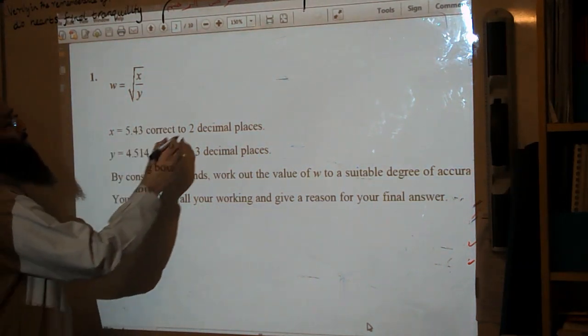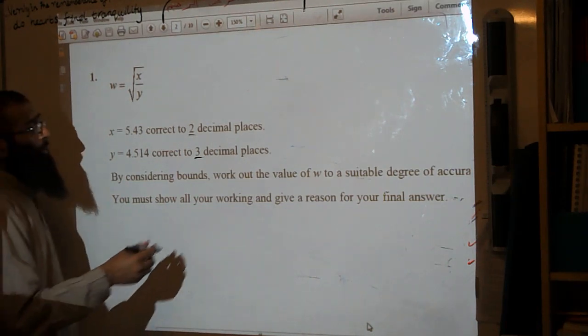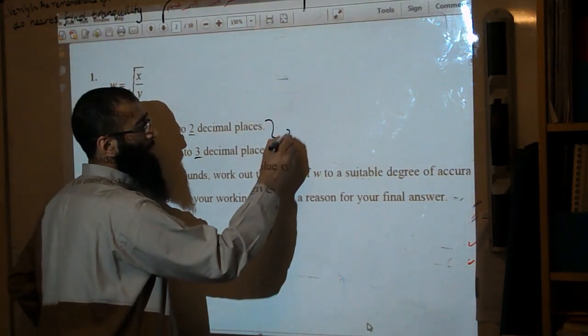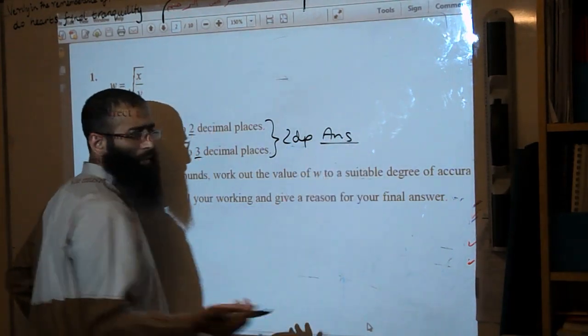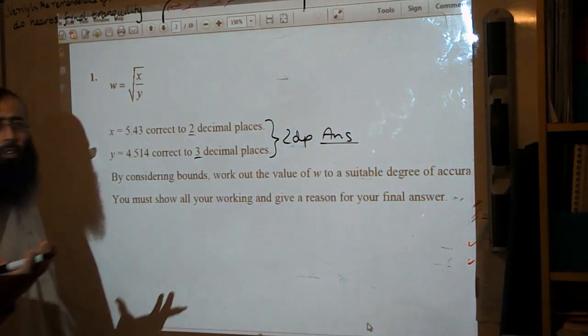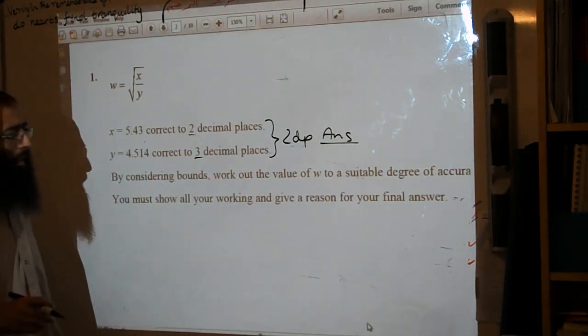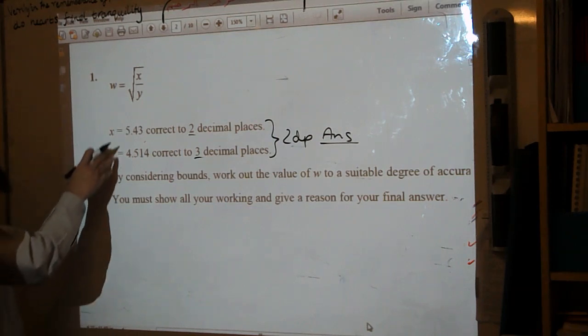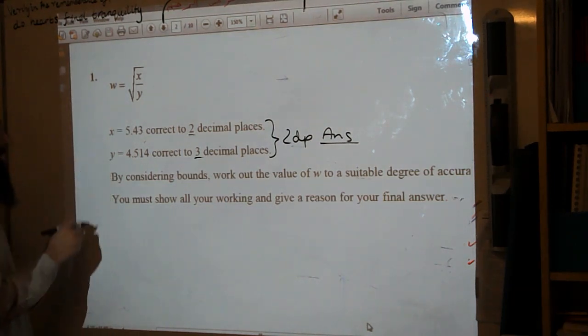Now, we've got 2 and 3 decimal places in our question. So I'm going to decide that we're going to give 2 decimal places in our answer, because scientific calculations tend to have 2 to 3 decimal places. They use 2 and 3, so we can use 2 for our answer. Now, x equals 5.43 correct to 2 decimal places, and y is correct to 3 decimal places.